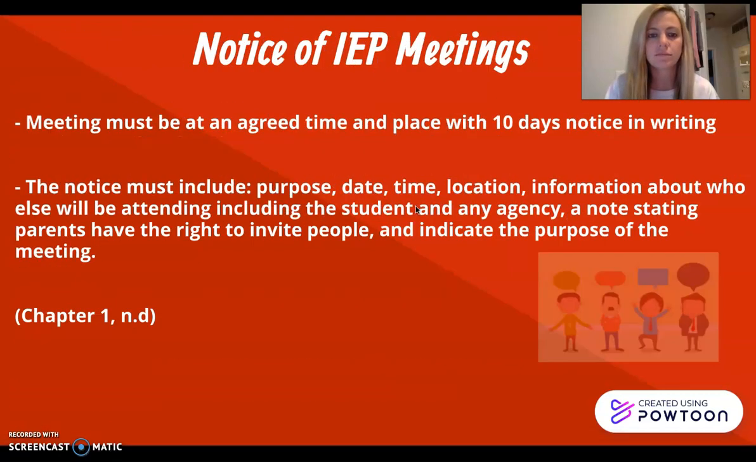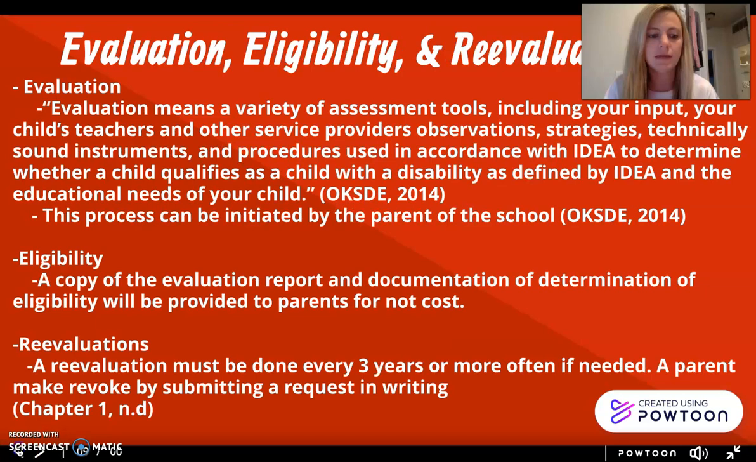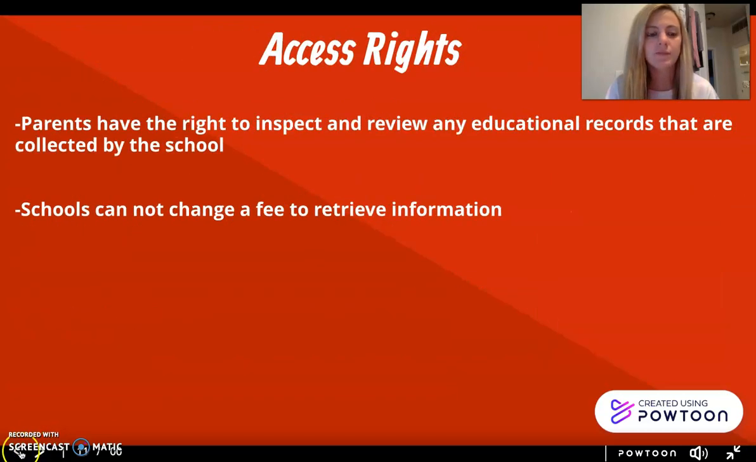Notice of an IEP meeting. IEP meetings must be arranged 10 days prior. And the notice must include the proposal, the date, the time, who all is going to be attending that meeting, including the child and any agencies outside of the school. Obviously, any agencies outside of the school would need permission by the parents, and location, place, and purpose of the meeting.